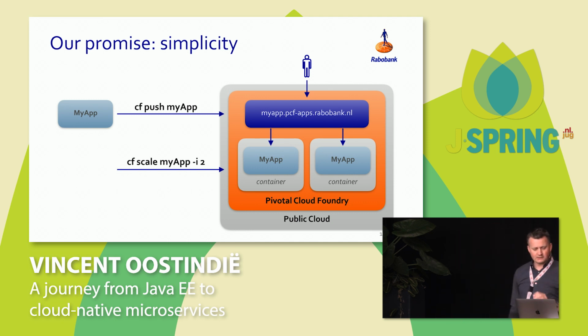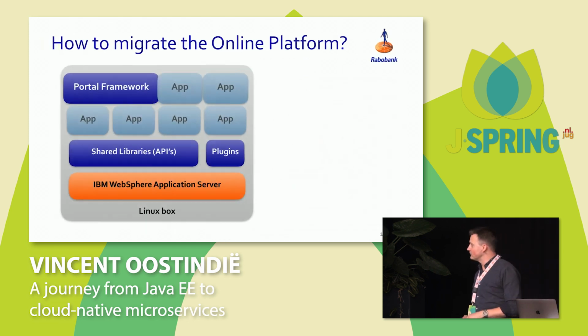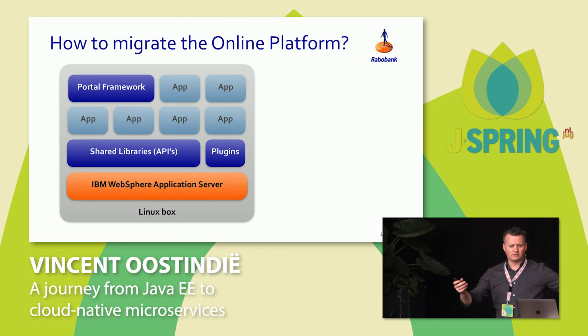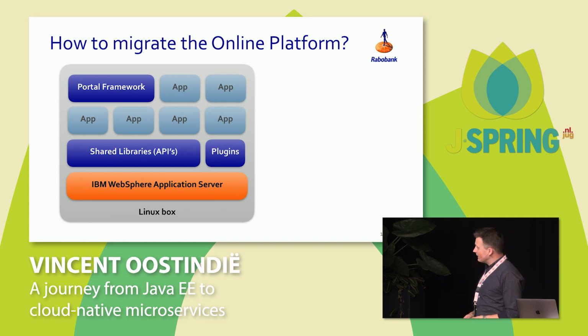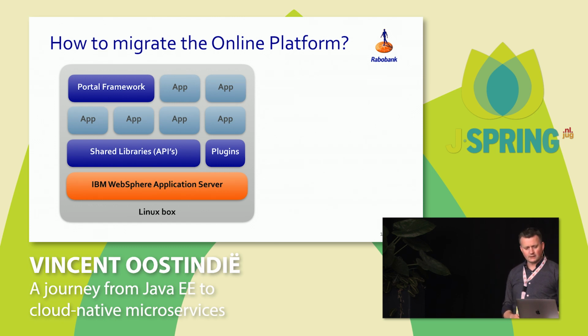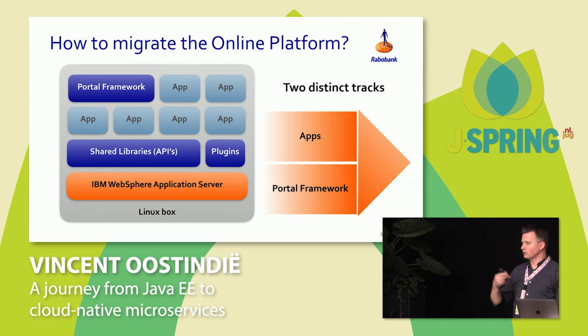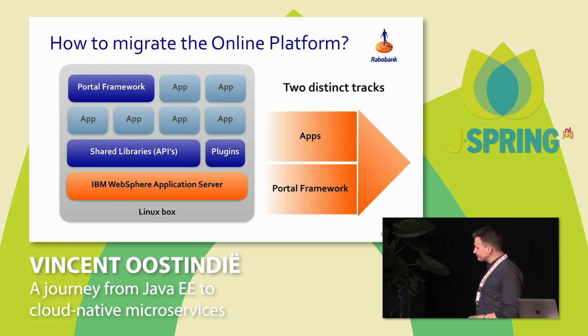So, well, this is all nice. This is what we promised to do. But now we have our current existing platform, which is, if you remember, WebSphere, big boxes, all the old stuff, J2EE. So now what? How do we migrate that? We said there are two distinct tracks to do that, and I'm going to talk about both. One is migrating our own apps, the individual apps, towards microservices, and the other is migrating features of the Portal framework. I'll first go through the apps.